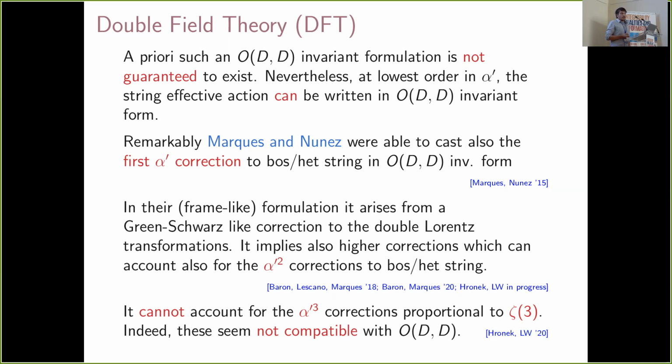And indeed, in some work with my student, we showed that these terms, the Riemann to the 4th terms proportional to zeta 3, don't seem to be compatible with O(10,10) symmetry, at least with the mild assumptions that we had to make.